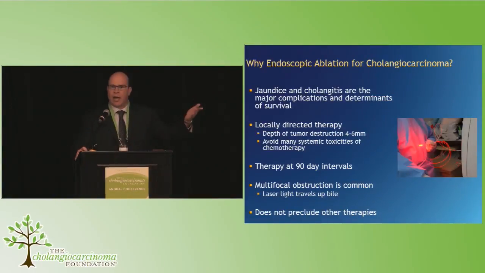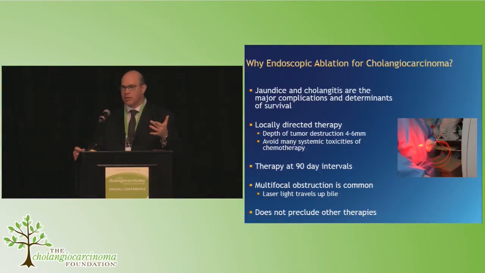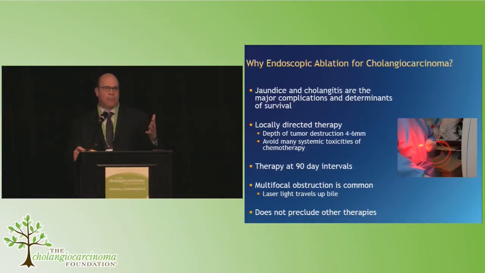And so then we say, okay, why would somebody choose an endoscopic approach for treatment of their cancer? Well, if we know that in perihilar cholangiocarcinoma, the dominant determinants of survival are whether or not people can have a functional liver and avoid infection, then if we can keep the bile flowing, we can minimize those complications.